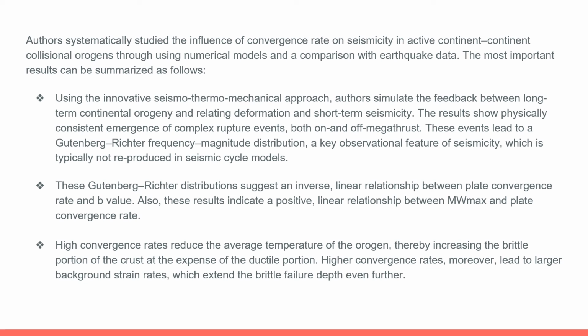Also, from studying the Gutenberg-Richter distribution, they have suggested an inverse linear relationship between plate convergence rate and B value. Also, these results indicate a positive linear relationship between MW max and plate convergence. The third conclusion is that high convergence rates reduce the average temperature of the orogen, thereby increasing the brittle portion of the crust at the expense of the ductile portion.